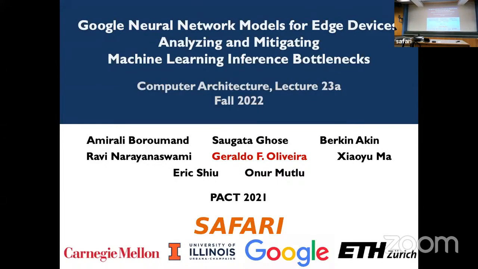So this first one, as Mohammed said, is called Google Neural Network Models for Edge Devices: Analyzing and Mitigating Machine Learning Inference Bottlenecks. This paper was published in PACT 2021. If you want to ask any question during the presentation, feel free to stop me. And I'm going to try to answer as much as I can.